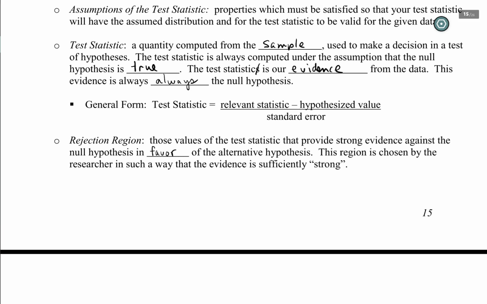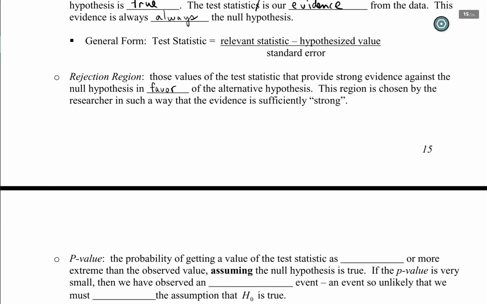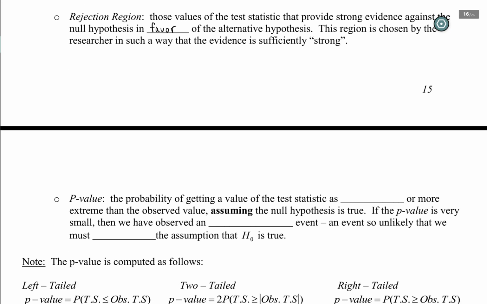It's going to be hard for the test statistic to fall in the rejection region, or it's going to be very unlikely for the test statistic to fall in the rejection region if in fact the null hypothesis is true. So if we see that our test statistic fell in this region, we've seen an unlikely event, so our evidence is very strong towards the alternative hypothesis and against the null hypothesis.